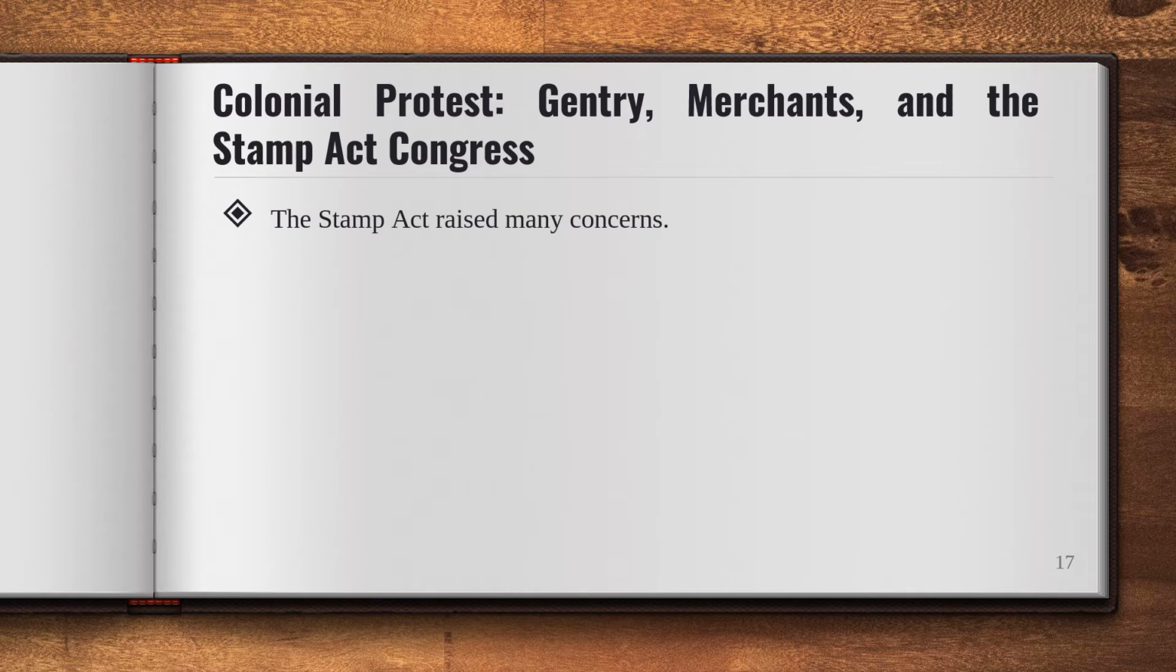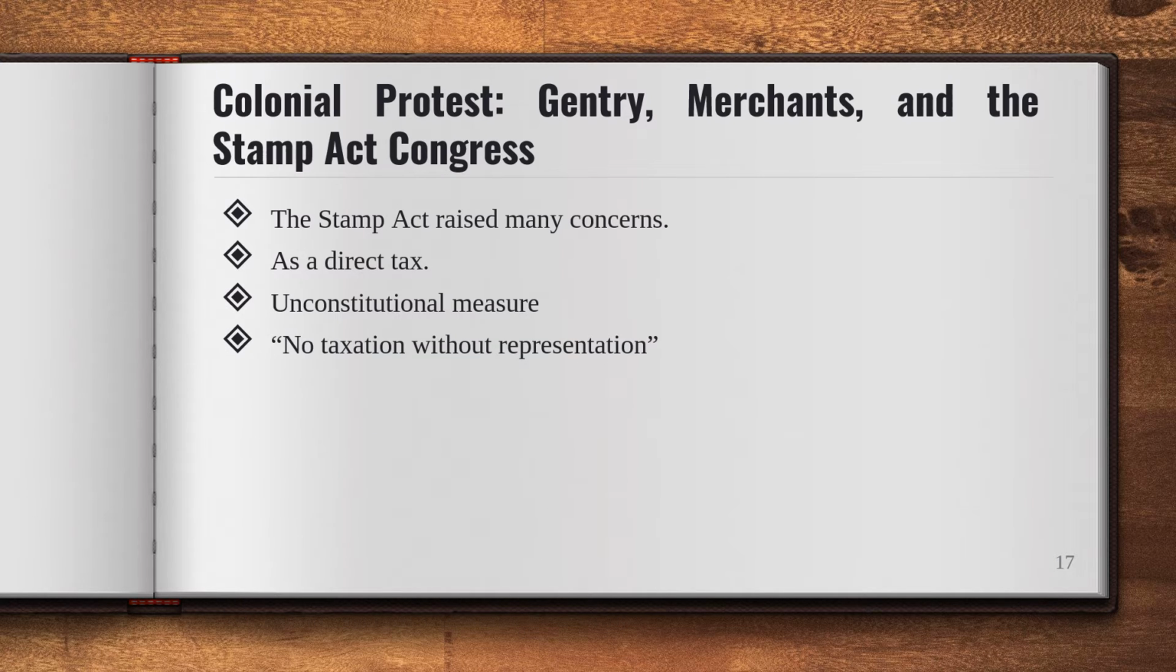The Stamp Act raised many concerns, lalo na sa mga British colonies na naroon sa Amerika. As a direct tax, it seemed to be an unconstitutional measure since it can deprive the freeborn British subjects of their liberty. Next is no taxation without representation. This phrase simply means that only representatives for whom British subjects voted could tax them.